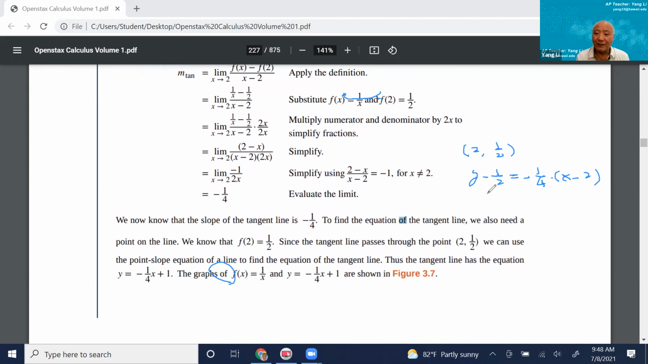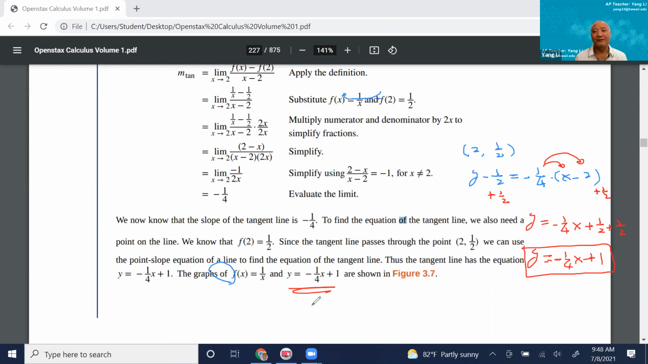They change it to slope-intercept form now. So what we can do is add 1/2, okay? So you're going to have y equals this one times this one, negative 1/4 x. This one times this one, negative and negative is positive, 1/4 times the 2, you're going to get plus 1/2, and add this 1/2. Finally, we can get y equals negative 1/4 x plus 1. You see? We got exactly the same as what they got here, right?